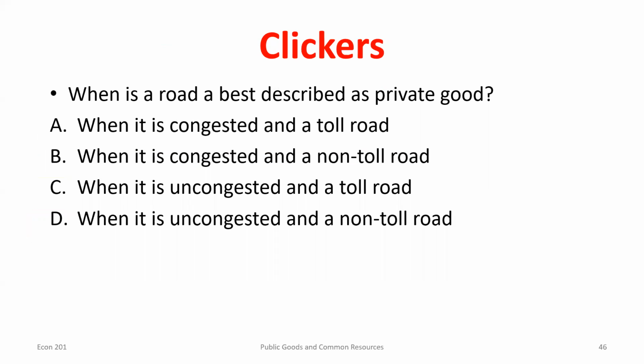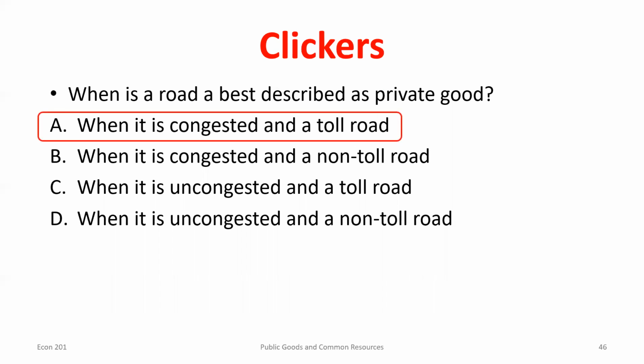Then what about a private good? These are our typical goods that we think about. They're both rival and excludable. So here, how could a road be rival and excludable? Well, it'd be rival if it's congested, preventing other people from getting on, and it's excludable if people have to pay to get on. So a congested toll road would be a good example of a private good.